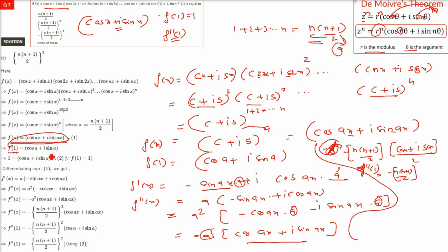So now there are certain options in your answer, and you can choose the option as minus (n(n plus 1) by 2) whole square. Please remember, this first result is used here because cos a plus i sin a was 1. We have already computed it and we utilized it in f double dash 1.